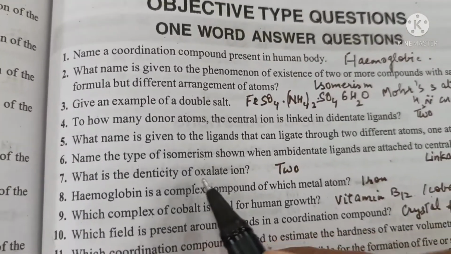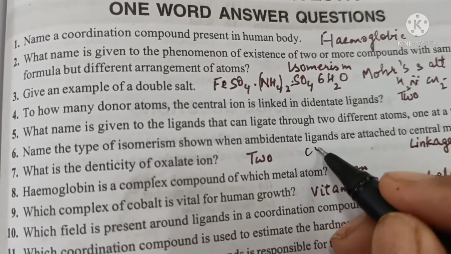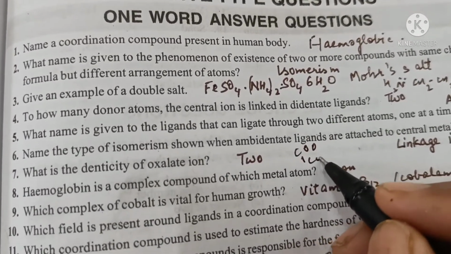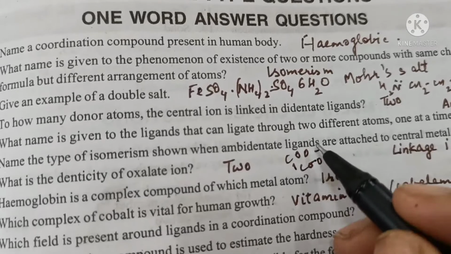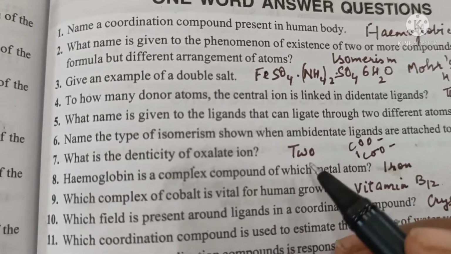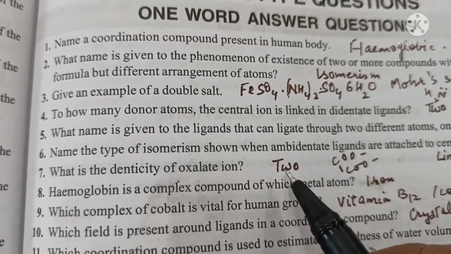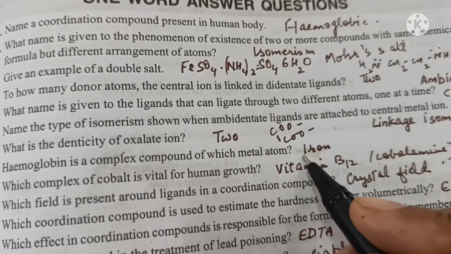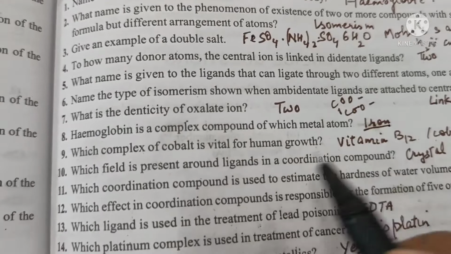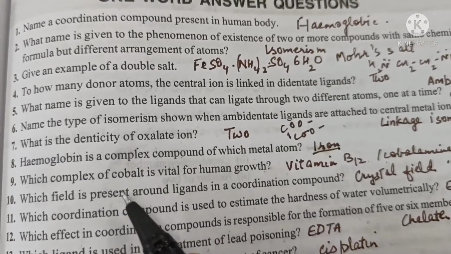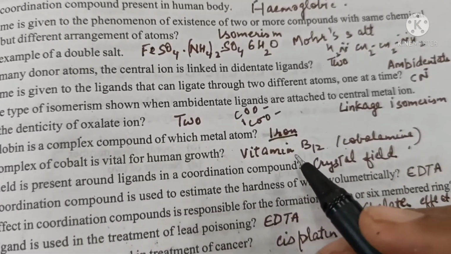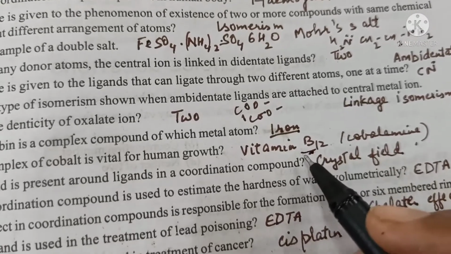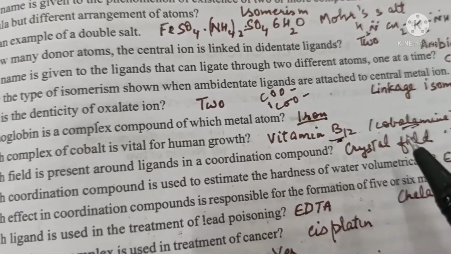What is denticity of oxalate ion? Oxalate ion has 2 donor oxygen, negatively charged oxygen atoms, so it's bidentate, so denticity is 2. Hemoglobin is a complex compound of which metal atom? Answer is iron. Which complex of cobalt is vital for human growth? So it's vitamin B12. This complex is also known as cobalamin.